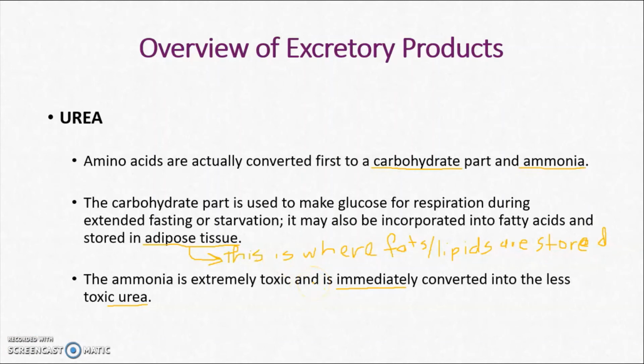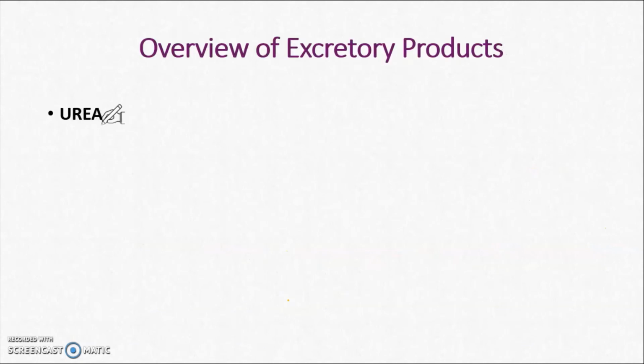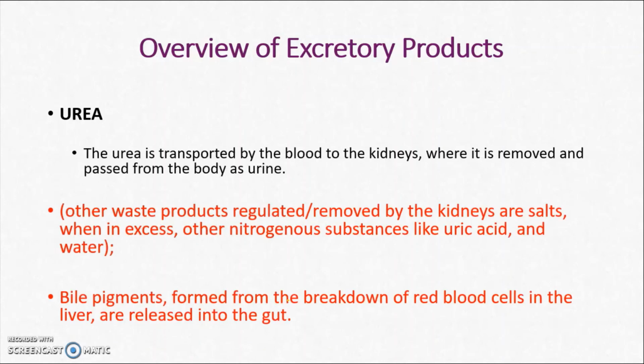So the urea is produced in the liver. However, it has to be transported to the kidney to be excreted. So the urea is transported by the blood to the kidneys, and in the kidneys it is removed from the blood, and it forms part of the urine. So it's passed from the body as urine.